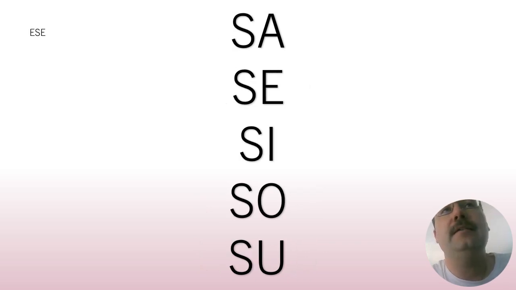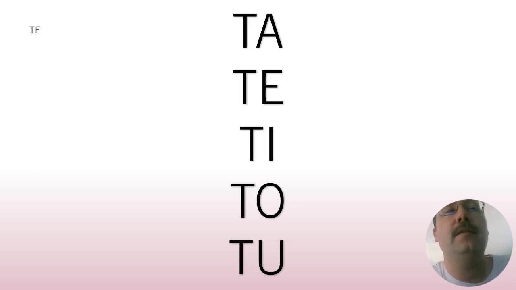Ese. It's pronounced like in English. Sa, se, si, so, su. Te. Te is pronounced like the letter T in English. Ta, te, ti, to, tu.